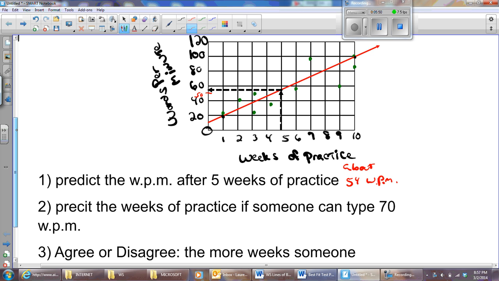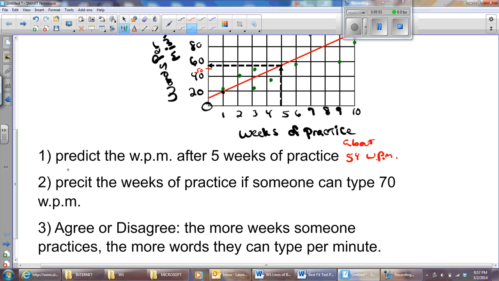All right, I'm not sure what this means. It's supposed to be predict. Sorry about that. Okay.